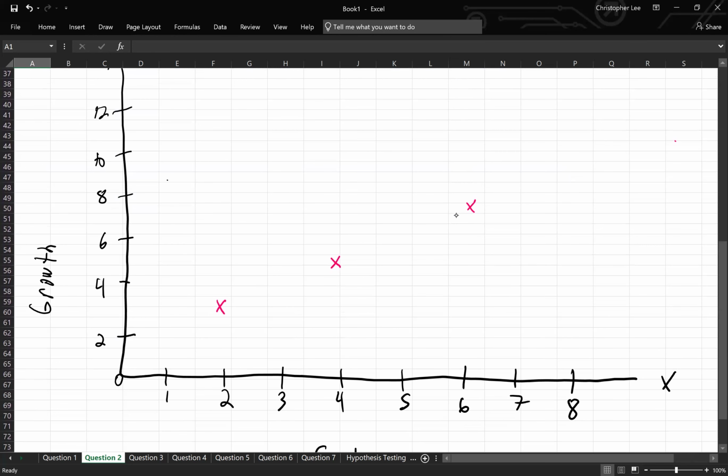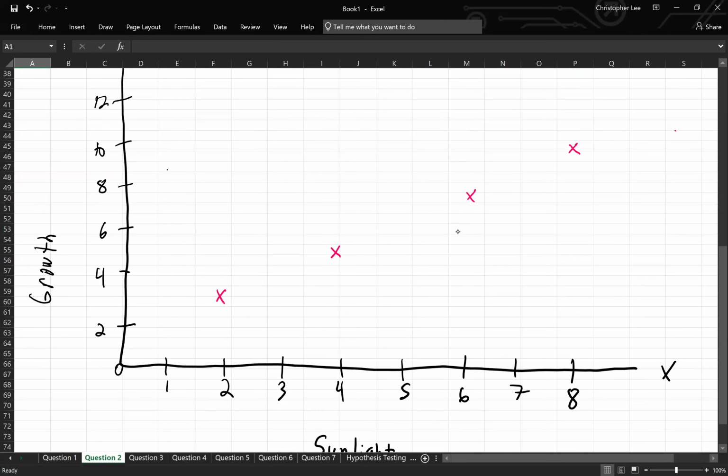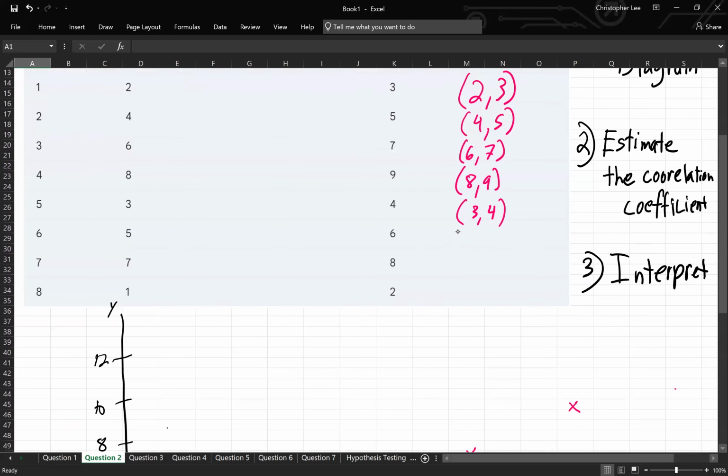I'm going to cross to 8, go up to 9. I think that's somewhere right here. All right, I'm starting to get a picture here. Next, I have 3, 4. So I'm going to go across the 3, go up to the 4. Feel like that's right there.